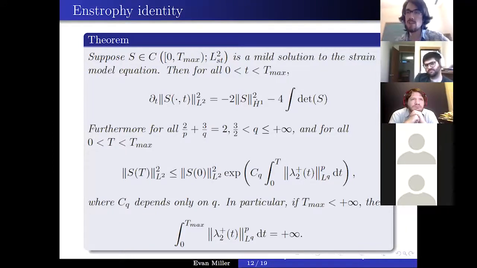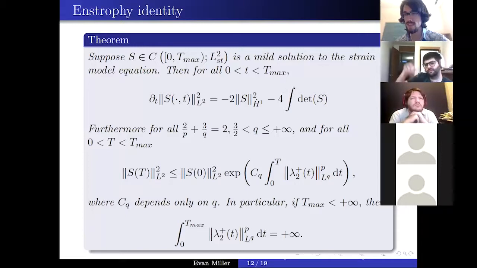I think the strain equation will not be useful in proving regularity. It could be useful in proving blowup. But if there is regularity, I think the strain approach won't help, in my view. If there's blowup, I think the strain approach could help. But you'll need different formulations for proving regularity, if there is regularity.